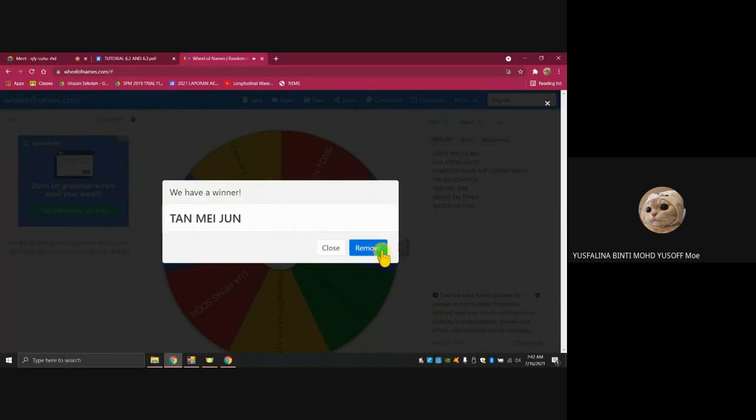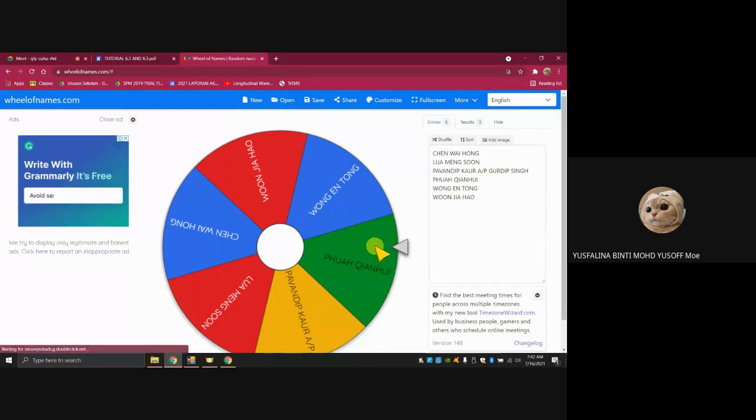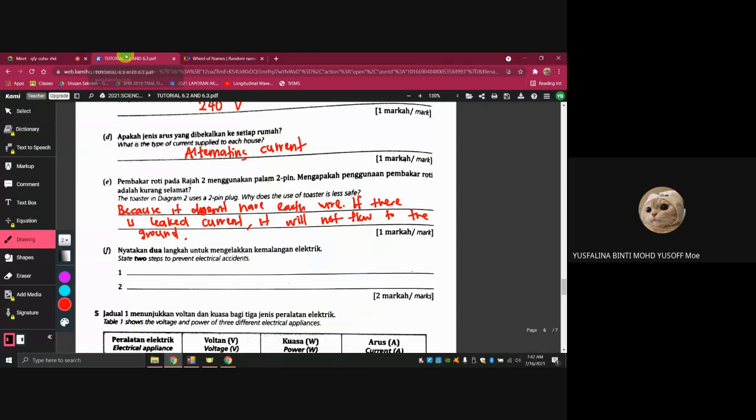Tan Mei Jun. Are you here, Tan Mei Jun? What's the answer for question F? You have to state 2 steps to prevent electrical accidents. When you switch on the current, what should you do and what shouldn't you do? Can you connect too much electrical appliance using only one switch? Or can you touch the electrical appliance with your wet hand? Using all appliances in the same socket at the same time. Yes, correct.